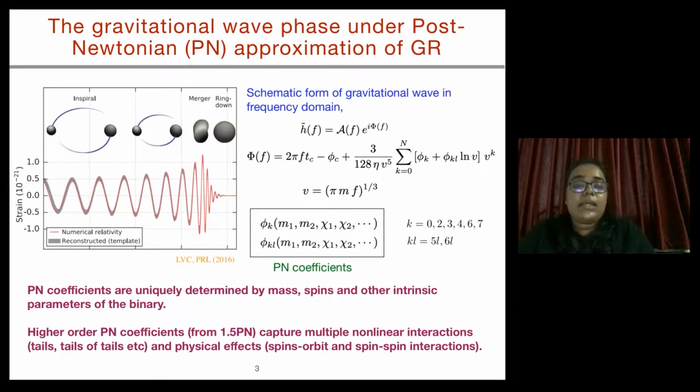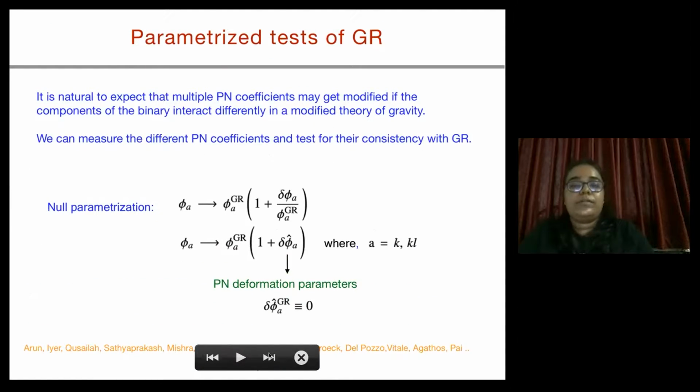And these are really rich in structure. By that I mean that they encapsulate a lot of non-linear effects as well as physical effects and so on. For example, from 1.5 PN, which is the correction at v to the power 3, you have both gravitational wave tails as well as spin-orbit interactions coming in. So there's a lot of physics going on.